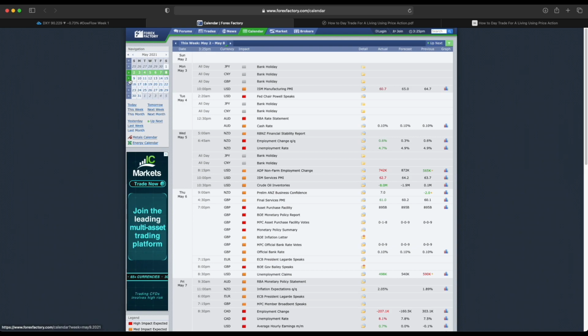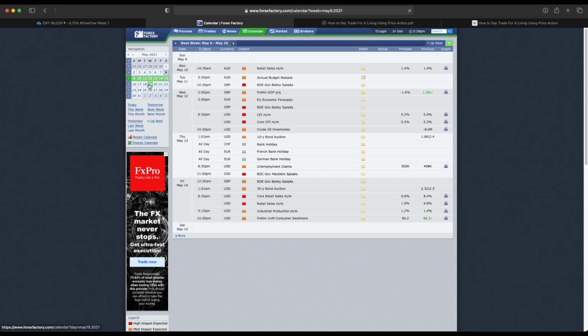Next week it will be the 10th of May to 14th of May. We always prepare over the weekend so that we know what the key levels to focus on are. As you can see over here, we always start off with the economic calendar. We look at which currency pairs are likely to move. You can see next week it's quite quiet.